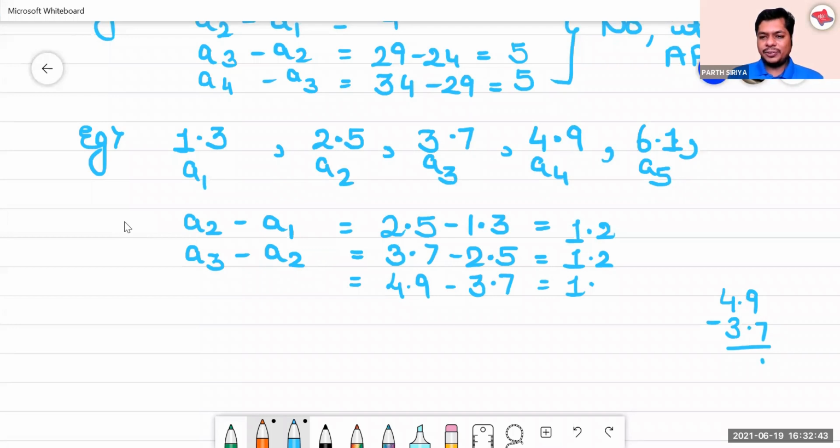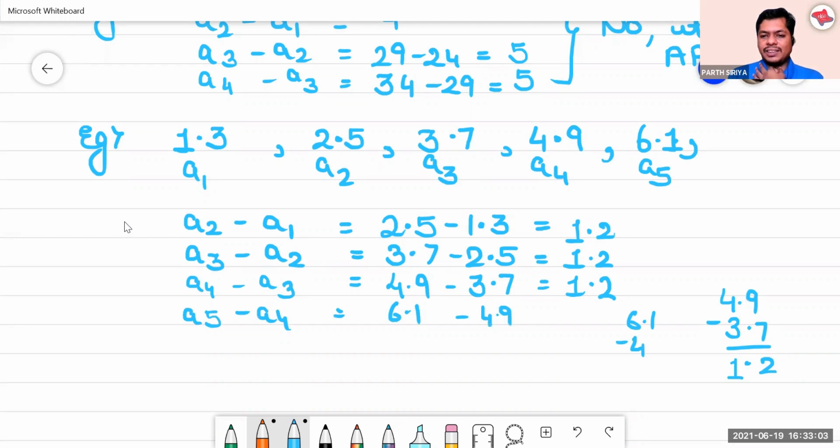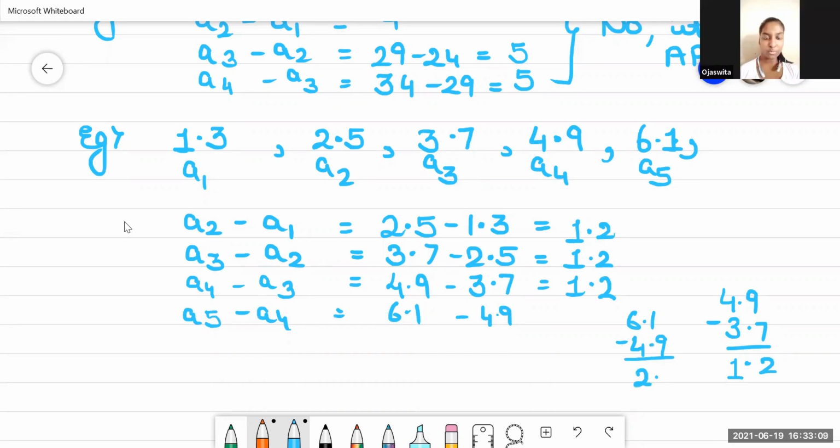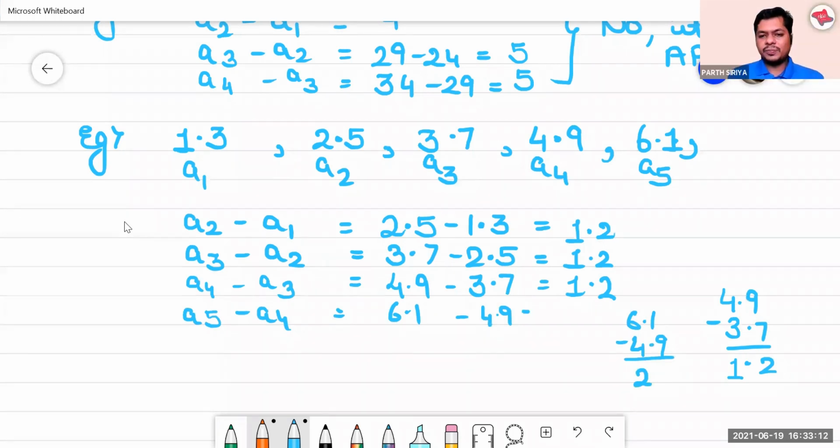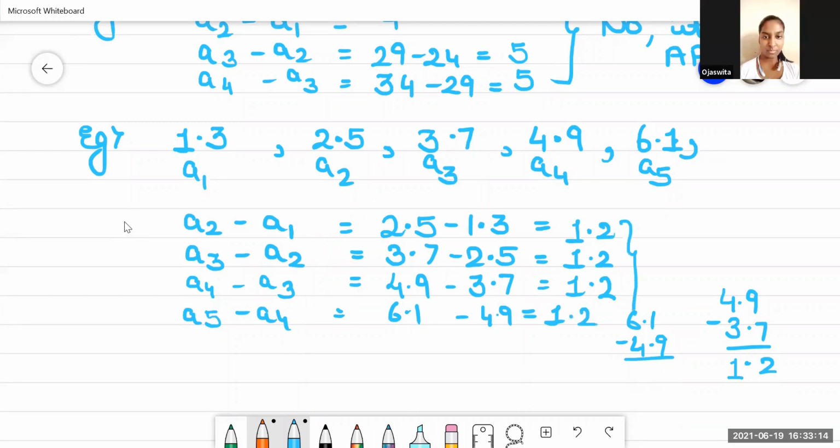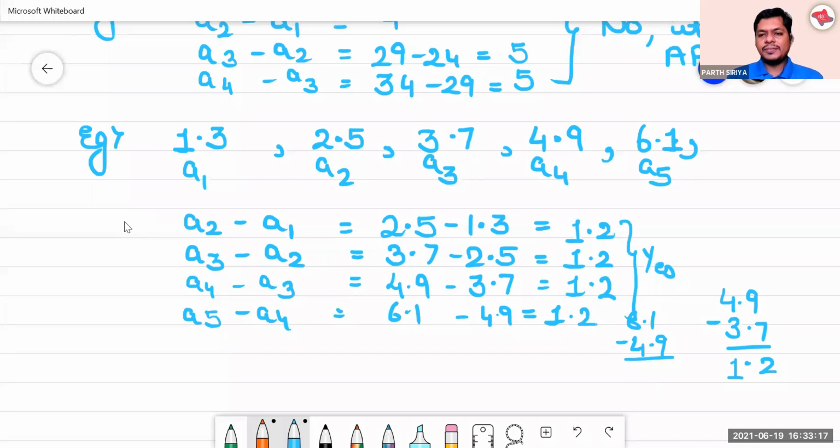See, 4.9 minus 3.7. So 9 minus 7 will give you 2. And 4 minus 3 is going to give you 1. So it's 1.2 itself. Okay. And the next two numbers, A5 minus A4, 6.1 minus 4.9. So again, that will give you 1.2. Sir, 1.2. Correct. It's also 1.2. So the difference is the same. So yes, it is an AP. Correct? Okay.